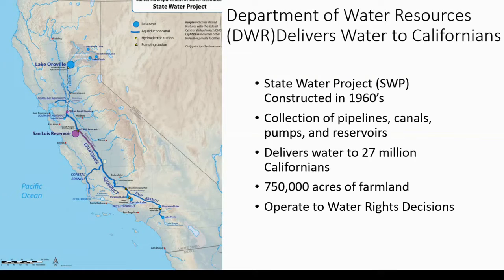So as many of you know, the Department of Water Resources delivers water to Californians. We're responsible for managing the state's resources, operating and maintaining the State Water Project, protecting and restoring the Delta, and delivering water to 27 million Californians and thousands of acres of farmland. This water travels from streams and rivers to reservoirs and canals and ultimately to your faucet.